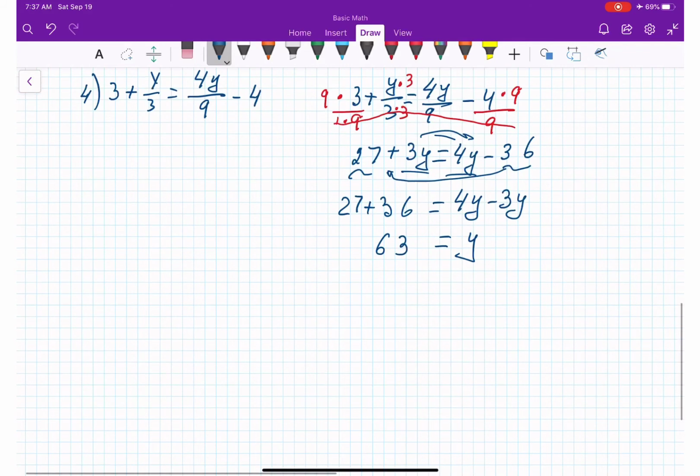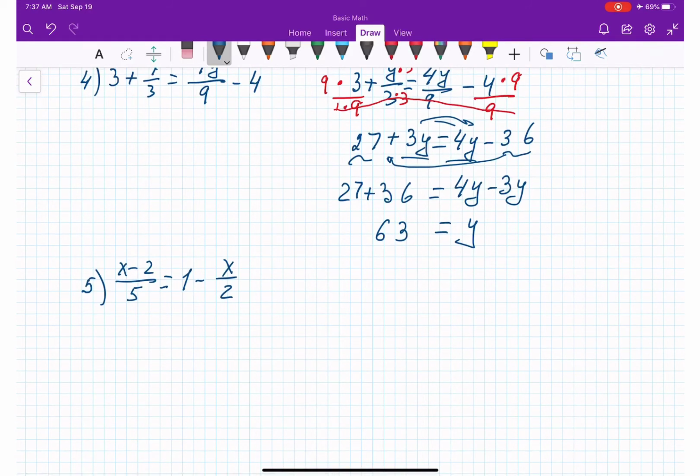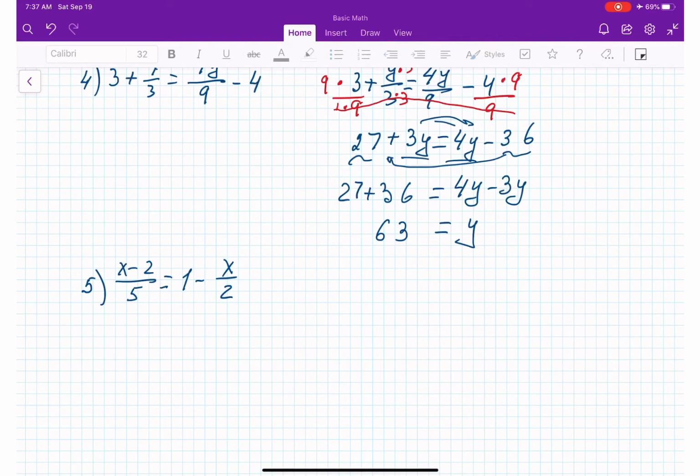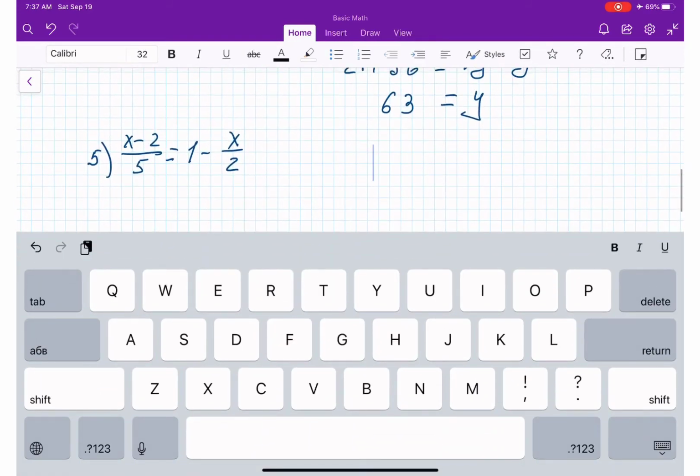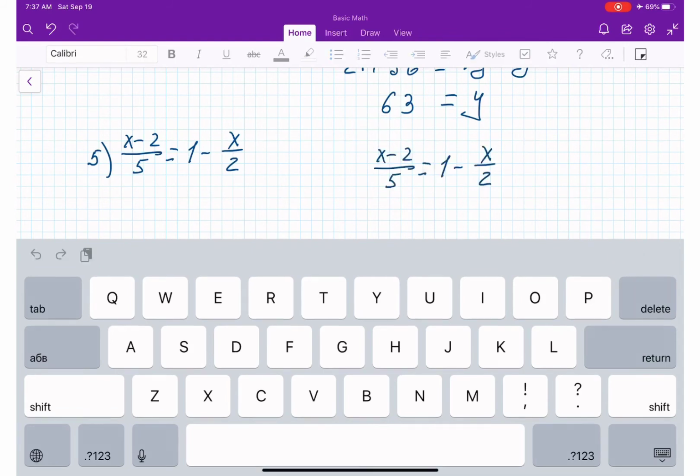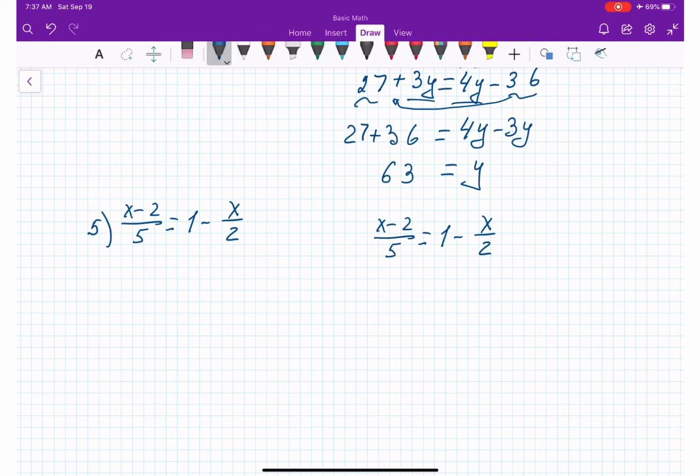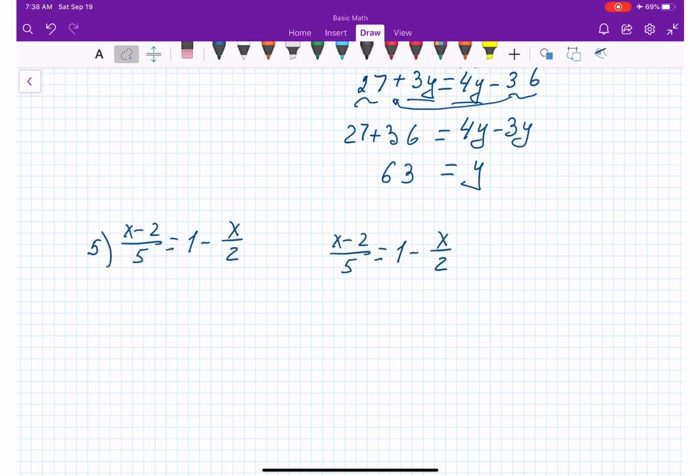Question number 5. x minus 2 over 5 equals 1 minus x over 2. All right. Let me copy. We got it. Let's see. 5 and 2, common denominator is going to be 10, right? Because 5 is not divisible by 2. 10. So we do 5 times 2.